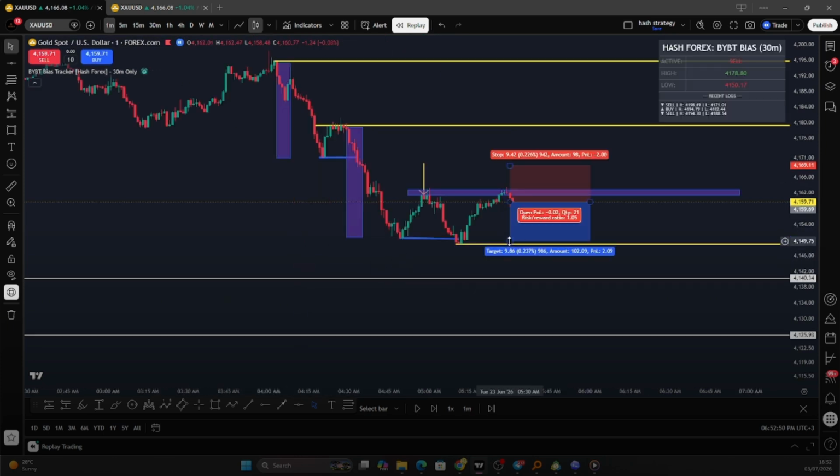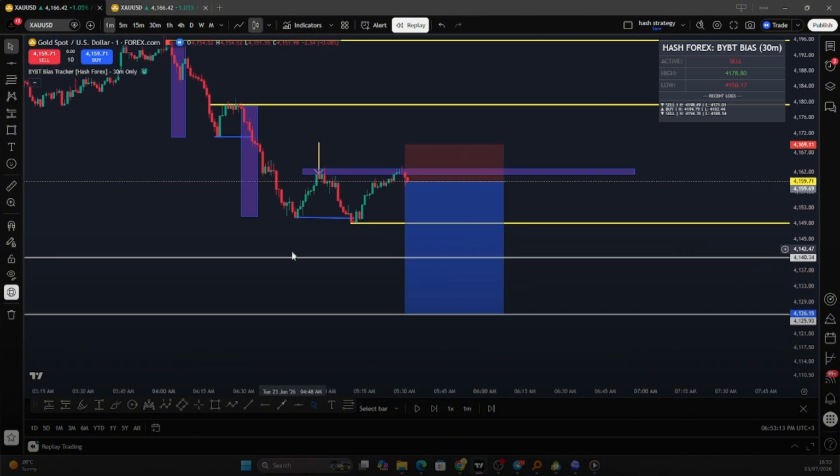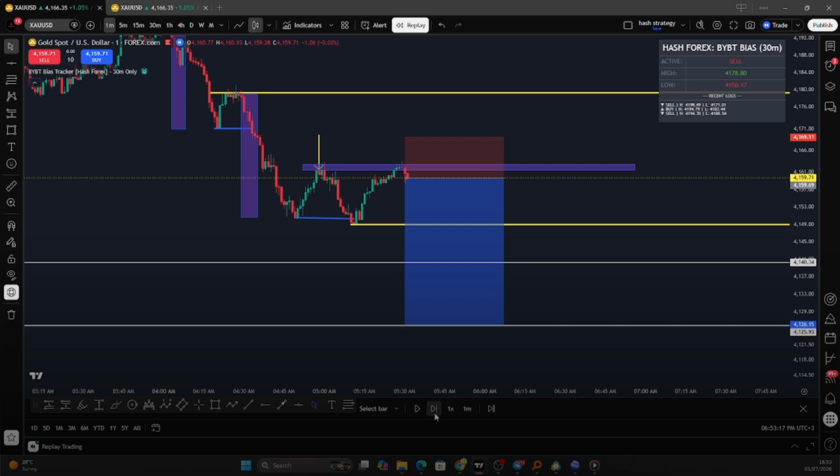So that was our trade using our BYBT strategy. As simple as that. We are using support and resistance, market structure, areas of confluence, and pullbacks, and I think that's it. We are keeping it simple and beginner friendly. Everyone can do it. So that's how our trade went.